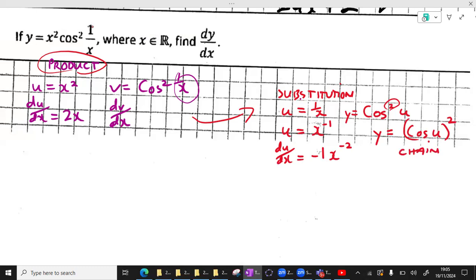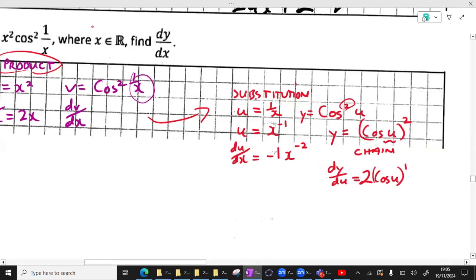So when I go to do my chain, I'm going to do dy du, and I bring my power to the front, and whatever's in the bracket remains, and I reduce the power by 1. And then don't forget, you always have to do what's in your bracket. So what is in my bracket? Well, in my bracket is my cos of u. So my cos, when I differentiate, becomes minus sine. So that's going to be minus sine of u.